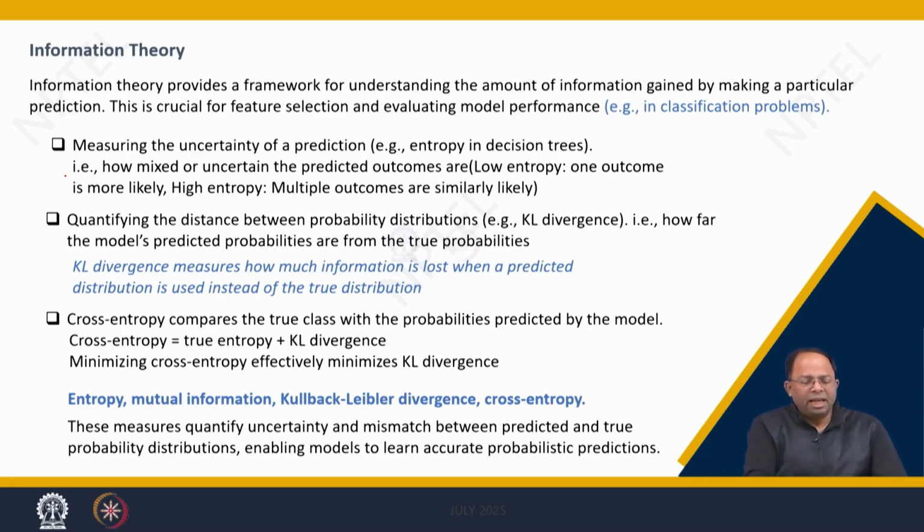So KL divergence, cross entropy, all these are basic concepts that we will come to learn when we learn models which utilize these aspects. The terms that we will learn again and again in these kinds of methods are entropy, mutual information, Kullback-Leibler divergence, cross entropy, and so on. These measure and quantify uncertainty and mismatch between predicted and true probability distributions, and this enables models to make more accurate probabilistic predictions.